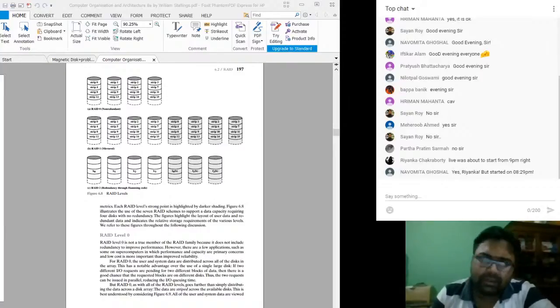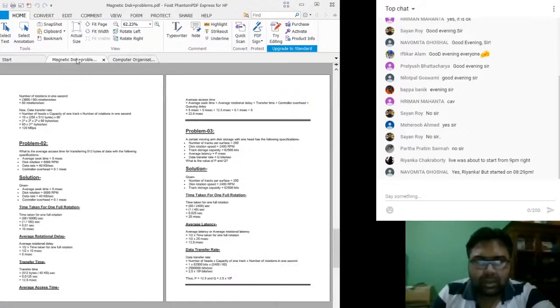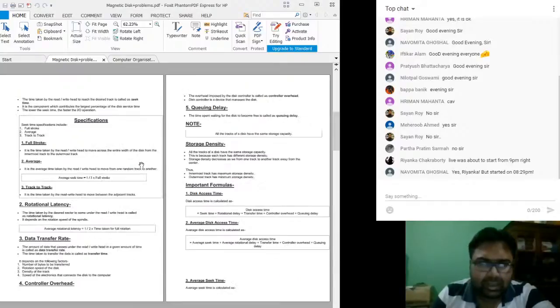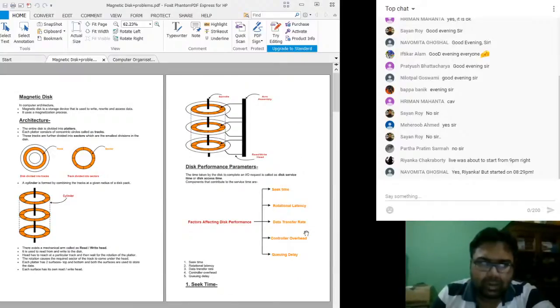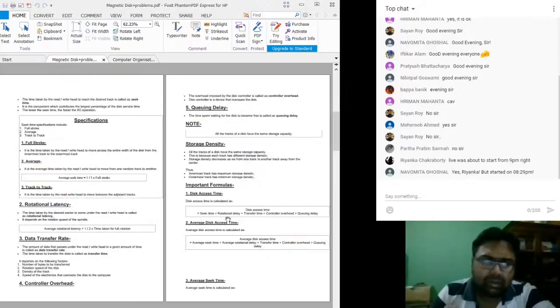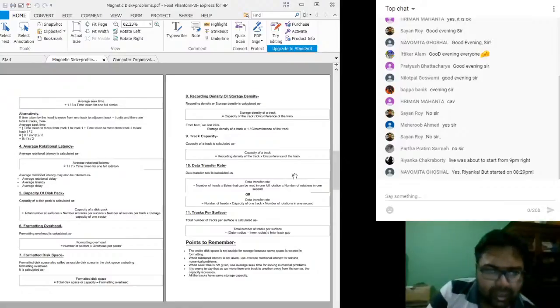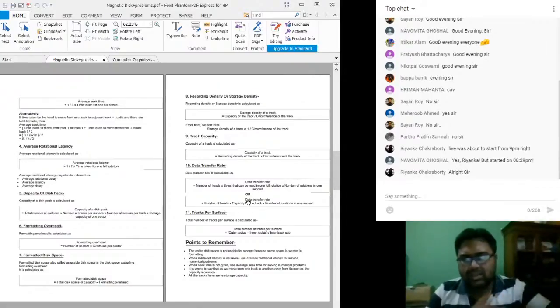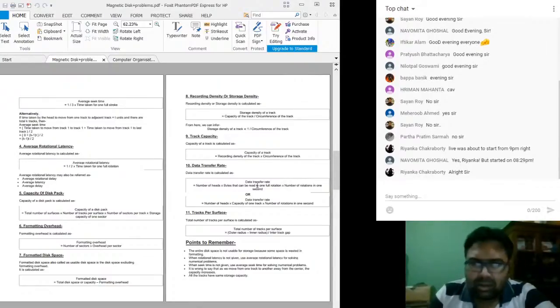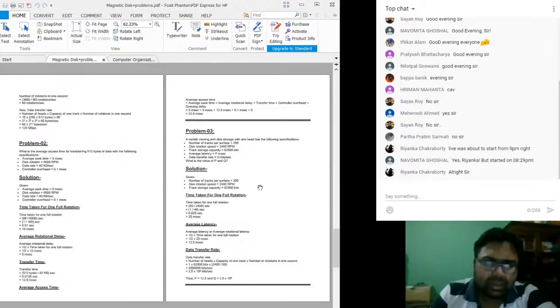What we have done is, we have discussed the problems related to your magnetic disk. These are not that difficult. Only some parameters were additionally included, which were your controller overhead and queuing delay, and nothing else. We have also seen some other parameters like formatting overhead, data transfer rate, and track capacity. You can just go through them once. It is not that difficult to understand.